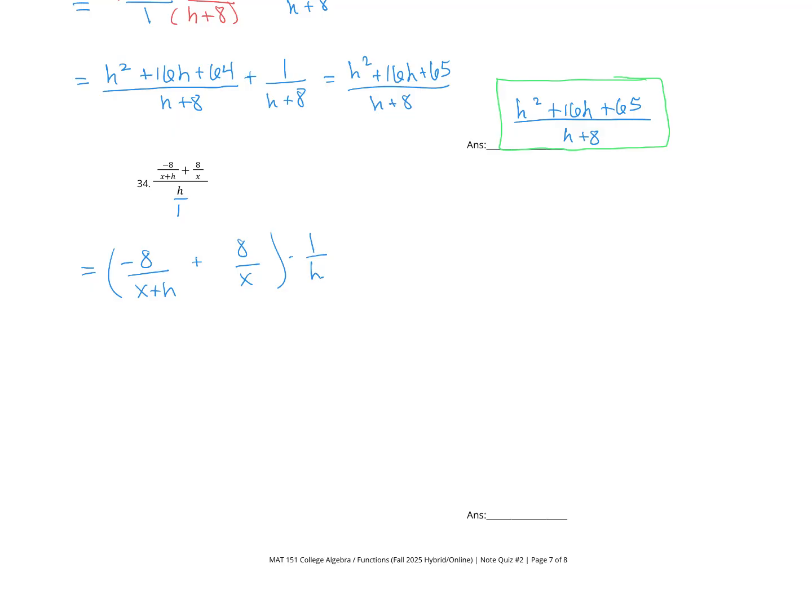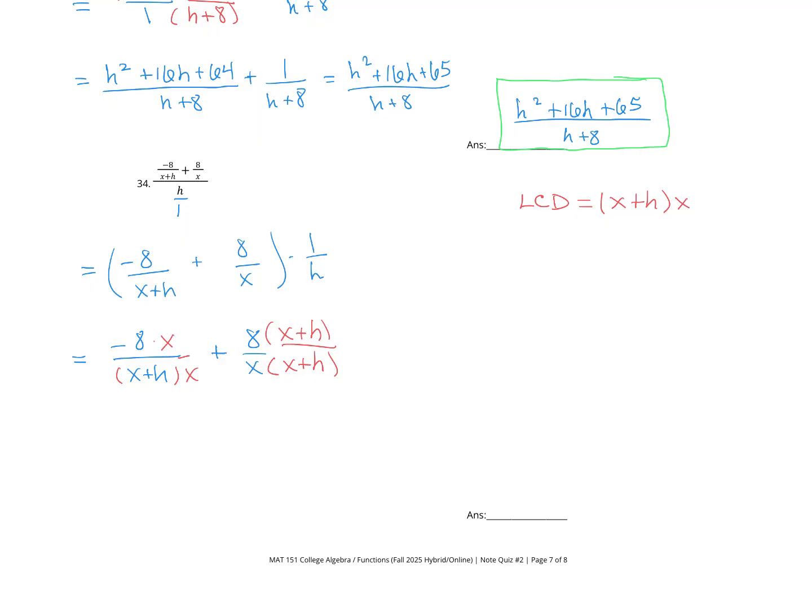All right, next up, identify my LCD. Remember, LCDs are only built by multiplying stuff together. You can't add or subtract to build them. So the first term requires x plus h. It must be there. The second one requires an x. Next thing to do is multiply the top and bottom of each fraction by what's missing. So the first one is missing an x, so I'll multiply the top and bottom by x. The second one is missing x plus h, so I'll multiply by x plus h in both spots.